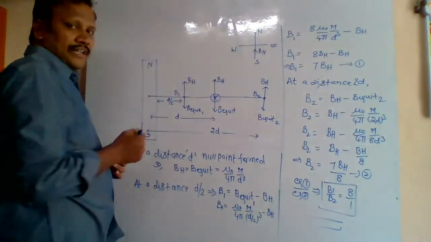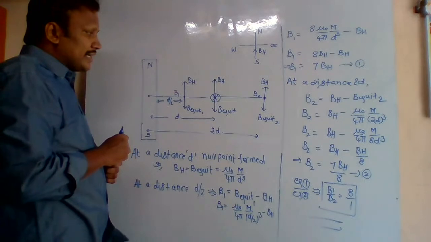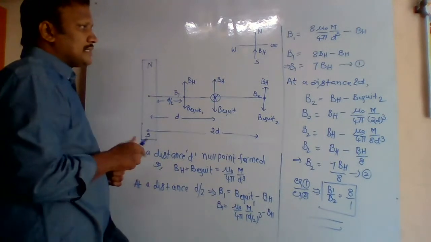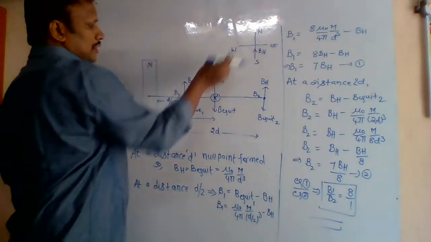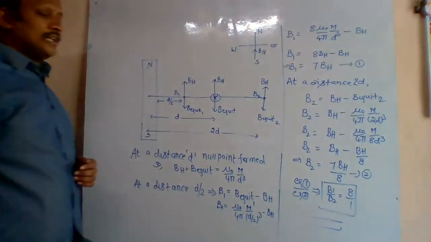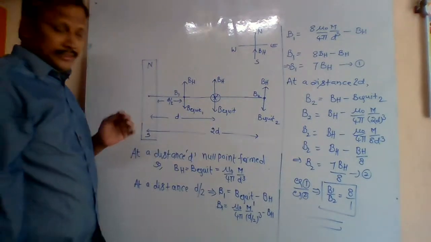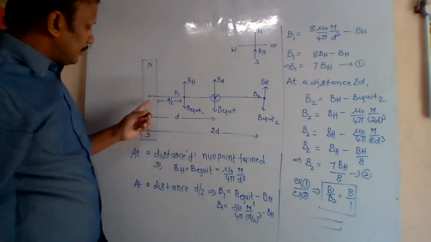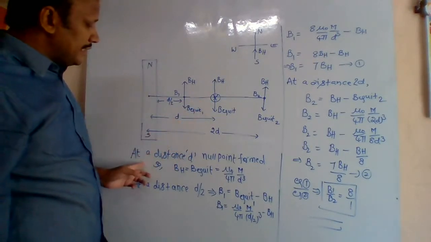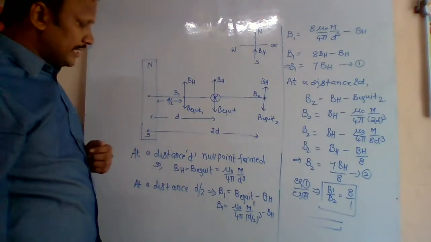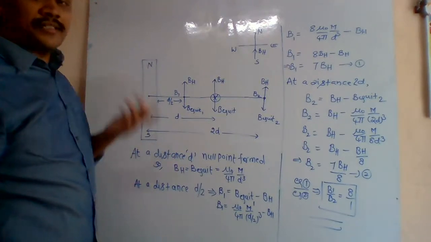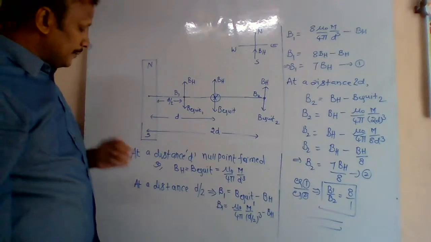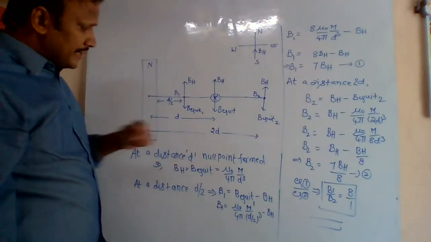Is it clear? Now at that point, one more field is there. That is the Earth's magnetic field. The horizontal component of the Earth's magnetic field, BH, is acting from geographically south to north. Right? So in that arrangement, from here to here I am taking d. At a distance d, already given, we will get the null point, and the null point is on the equatorial line. So at a distance d, the null point is found.